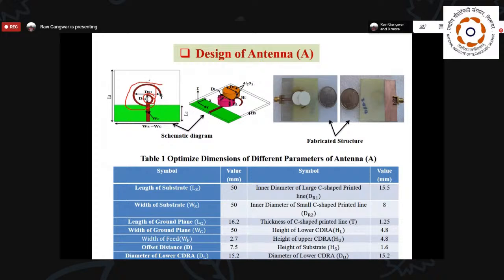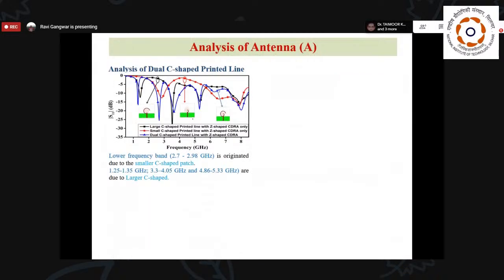First I will discuss these 2 printed lines, and then I will see the performance with respect to the DRAs. Then I will see the effect of this offset, so that we are able to analyze the complete performance of the antenna. Here I have taken 3 different cases. In the first case, only the large C-shape printed line is there. In the second case, a small C printed line is there. In the third case, we have the actual antenna.